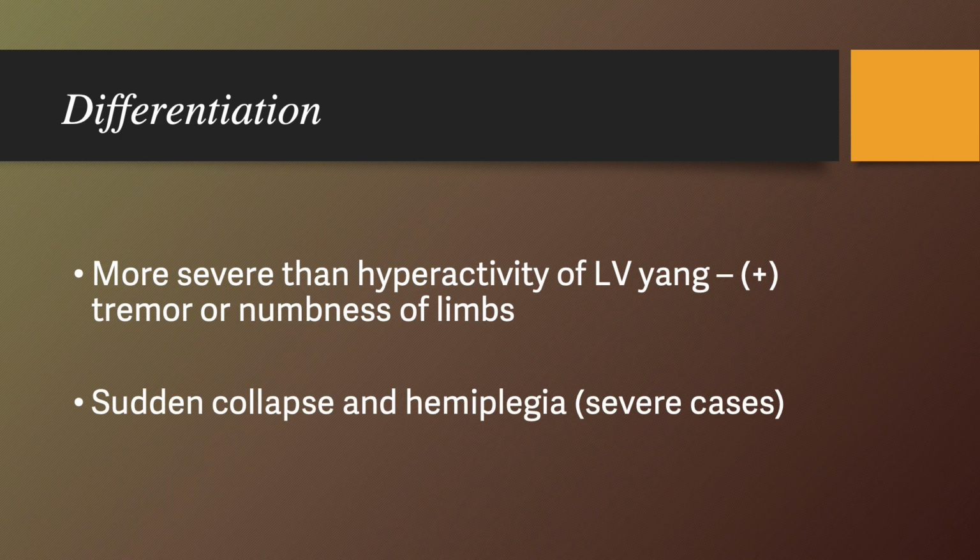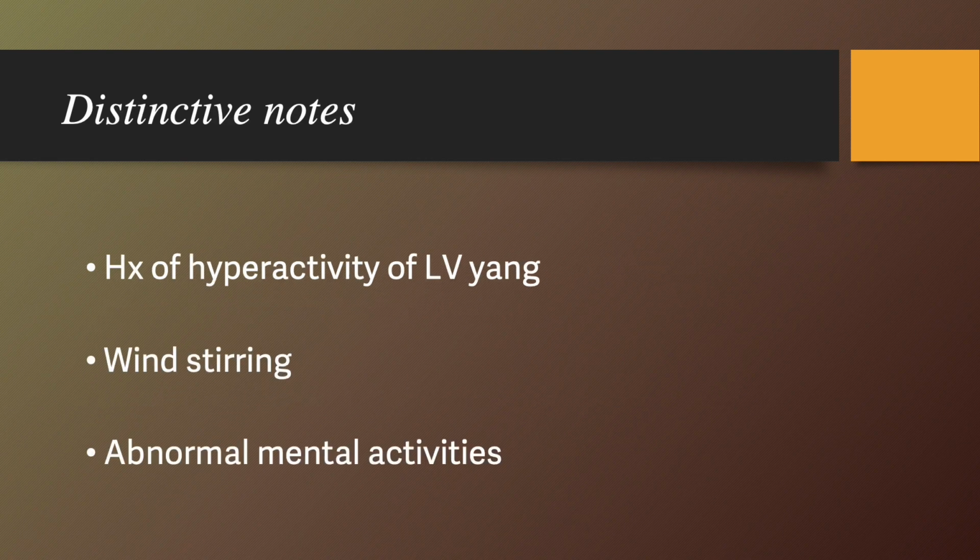This pattern should be distinguished from hyperactivity of liver yang. Both patterns have vertigo and headache. However, this pattern is more severe than hyperactivity of liver yang, coupled with the presence of tremor or numbness of the limbs. In severe cases of this pattern, sudden collapse and hemiplegia may also occur. The distinctive notes of this pattern include a history of hyperactivity of liver yang and presence of wind stirring or abnormal mental activities.